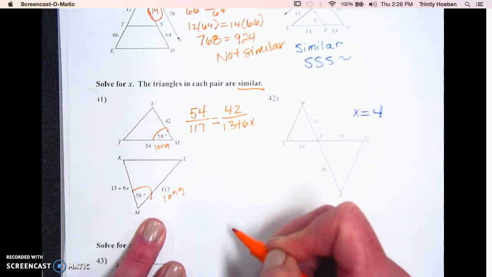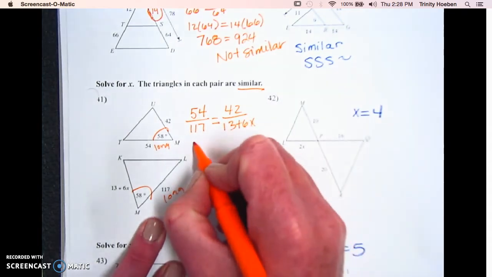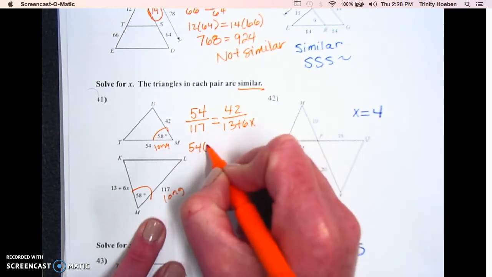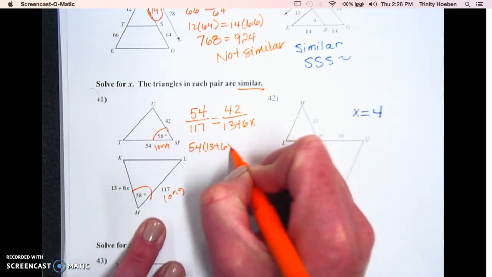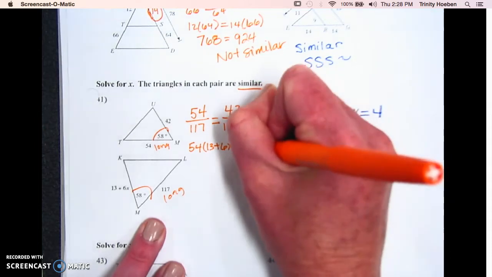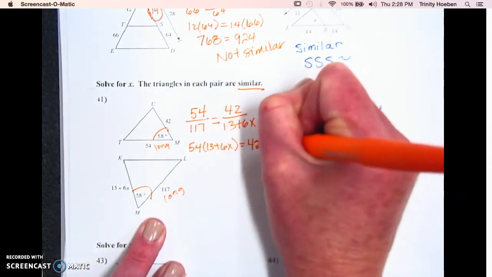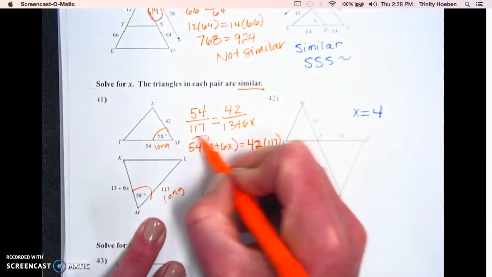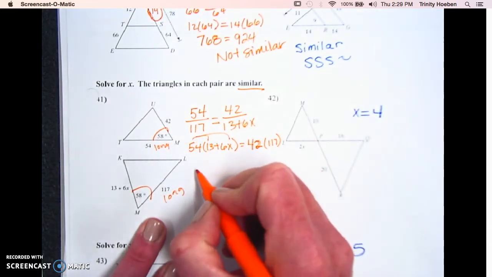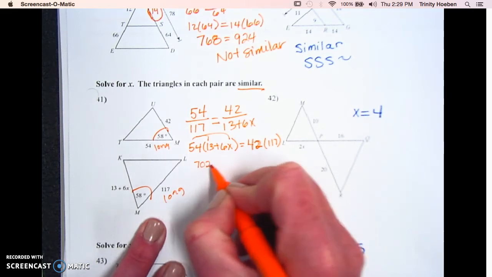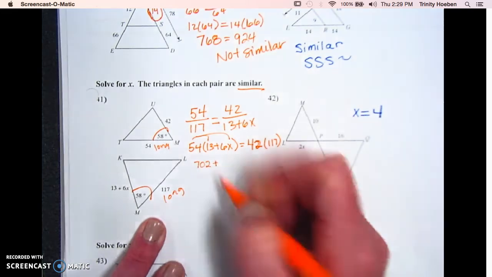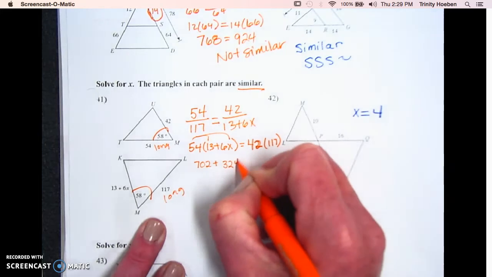And again, do the cross product. I prefer my variable on the left, so I'm going to do 54 times 13 plus 6x. Set that equal to 42 times 117. And obviously some distributing over here. So 54 times 13 is 702. And 54 times 6x is 324x.